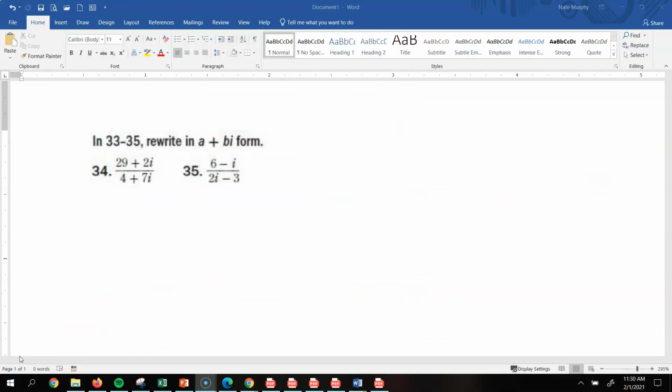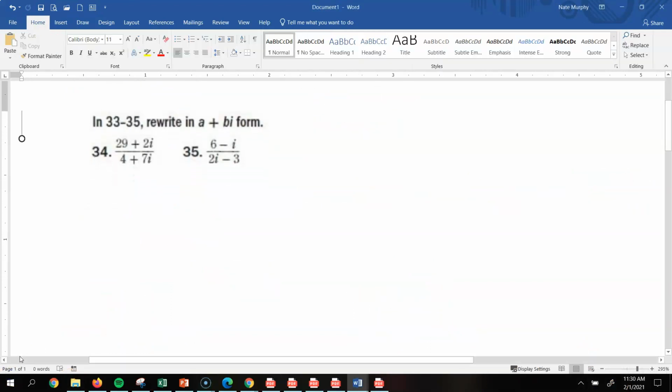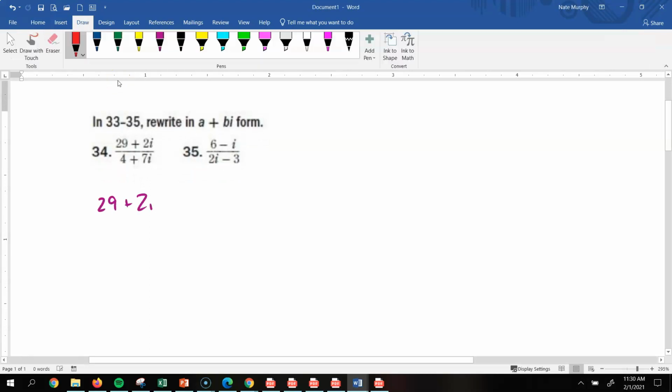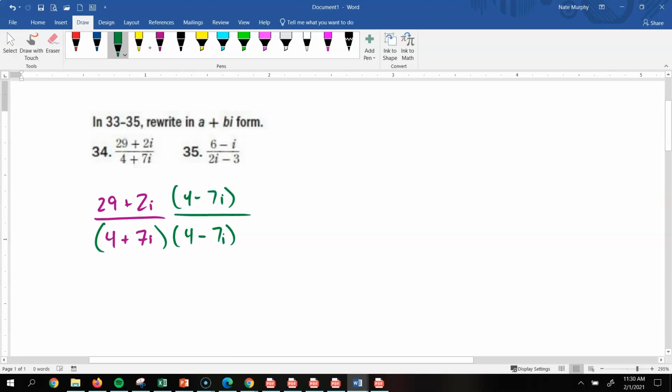All right, let's look at 34 and 35. With 34, since we're dividing here, let me just rewrite this. We would multiply by the conjugate of the denominator. So the denominator, we have 4 plus 7i. So we don't care about the numerator so much as we do about the denominator. So we're going to multiply by the conjugate, which would be 4 minus 7i. Now we do multiply the numerator by that conjugate, and we'll get to that in just a minute.